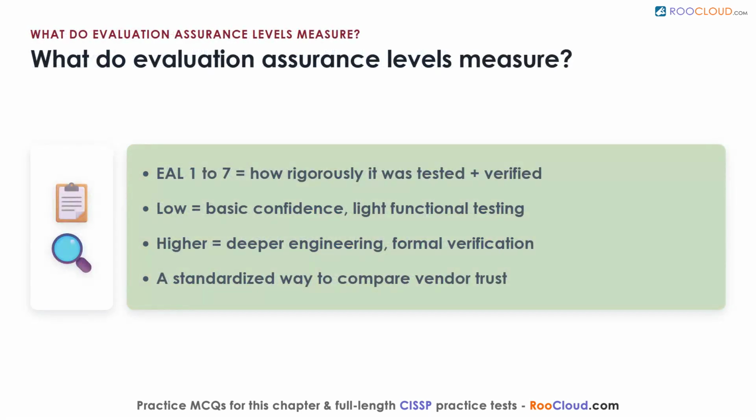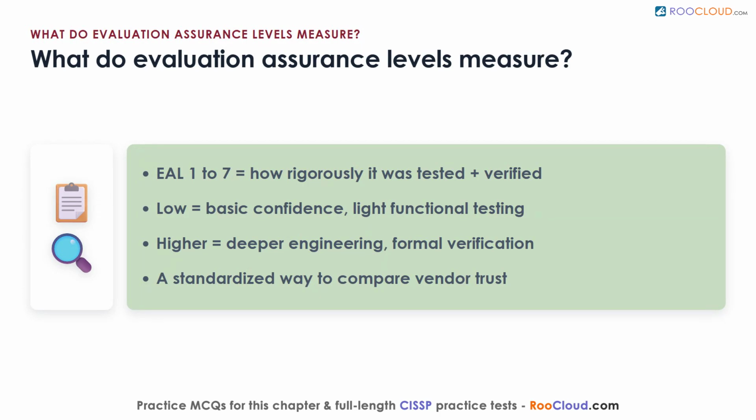What do the evaluation assurance levels measure? Evaluation assurance levels, running from 1 up to 7, grade how rigorously a system was tested and verified. A low level means only basic confidence, suitable when threats are not serious, like light, functional testing. As you climb, the engineering discipline deepens, from methodically tested to methodically designed and reviewed to semi-formally verified.